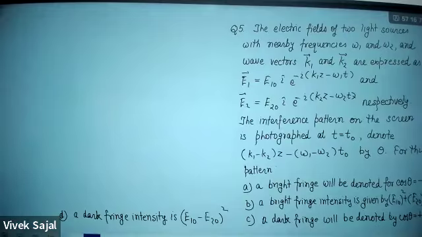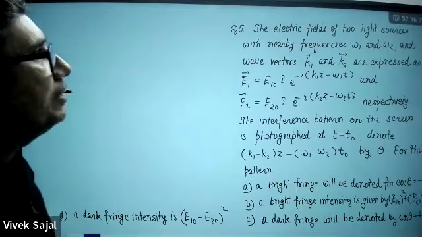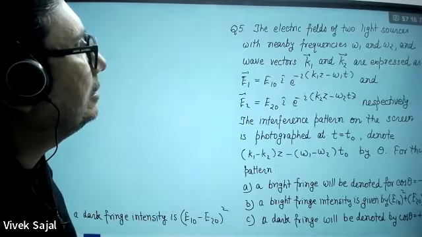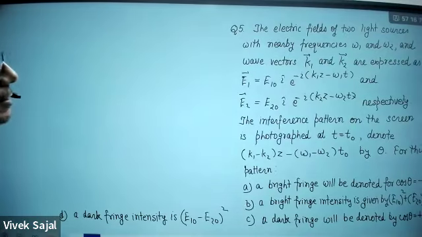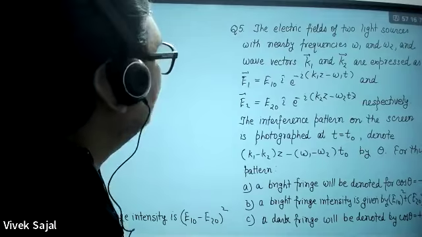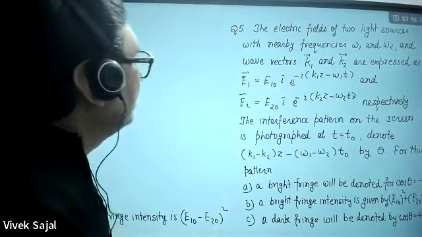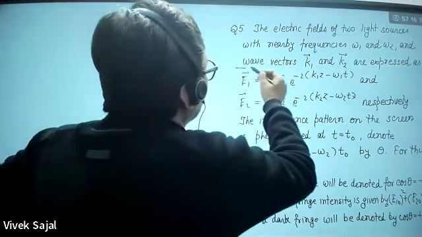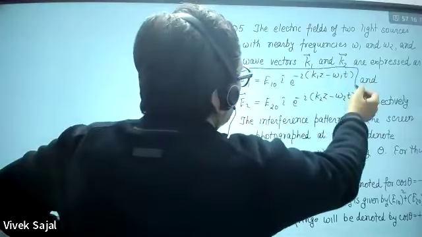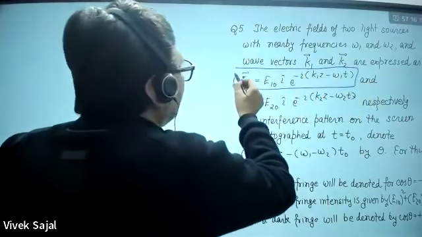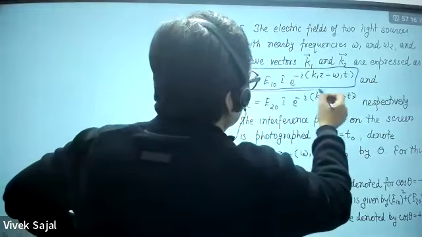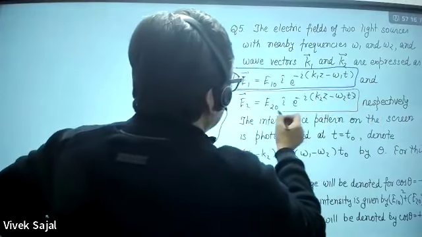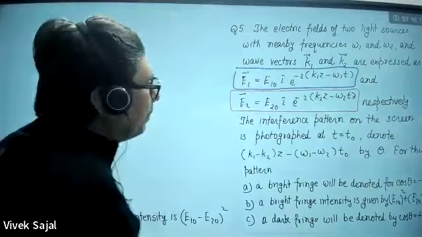Look at this. Now here 4 options are given. So electric fields of 2 light sources with nearby frequencies omega 1 and omega 2 and wave vectors k1 and k2 are expressed as this. So this is the expression for E1, and here another expression is for E2. So now you can see these two waves separately.